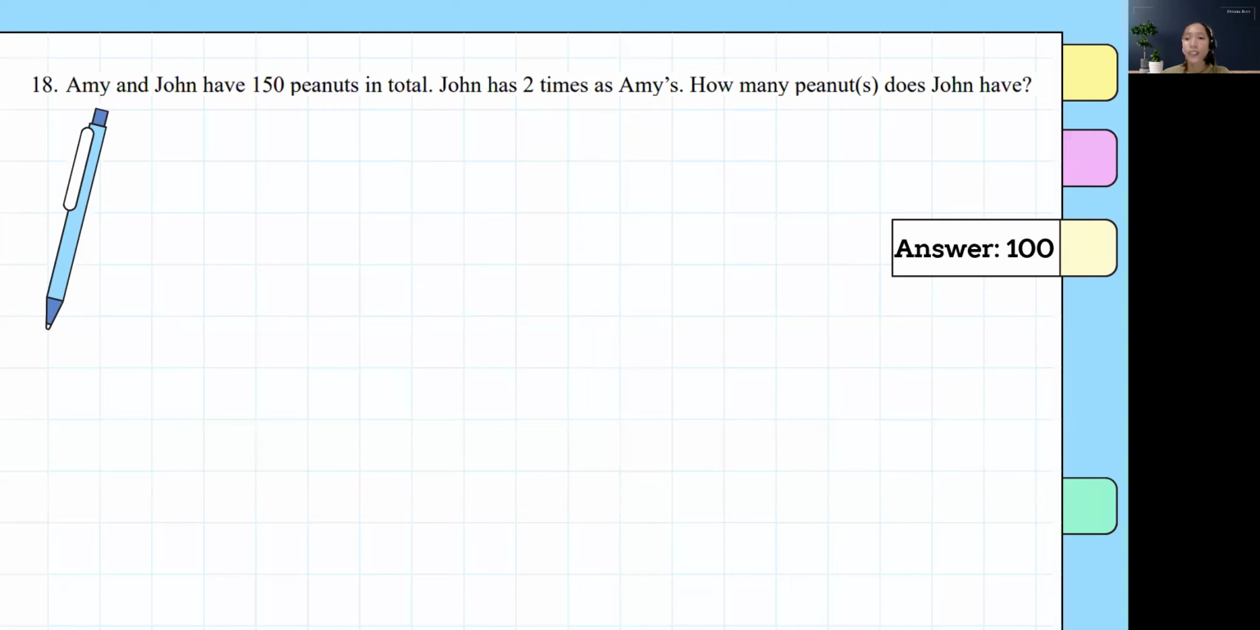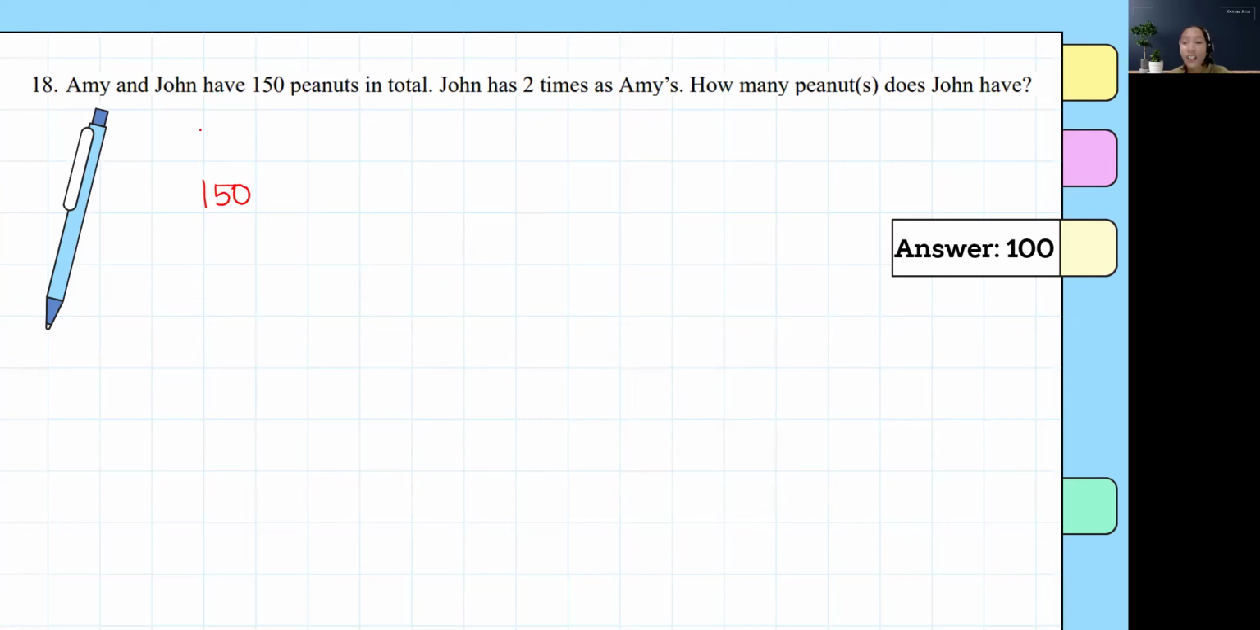Okay, so let's try to do this one. They have 150. It's almost the same as the previous problem, right? John has 100 peanuts. But it's 150 peanuts. But this time it says 2 times as many, not 22 more. The previous problem's answer, 22 more, was 100 because I thought Amy had 50. So John has 100. All right, let's check that one.